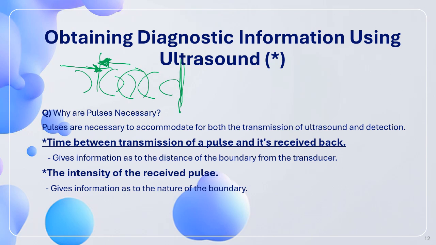So here's another important aspect of why pulses are necessary. The time between transmission of a pulse and its being received back gives the information as to the distance of the boundary from the transducer, and then the intensity of the received pulse gives information as to the nature of the boundary. It's like, what type is it? Is it a muscle-bone boundary? Is it a tissue-bone boundary? Is it whatever boundary it is? That is what the intensity of the received pulse gives.